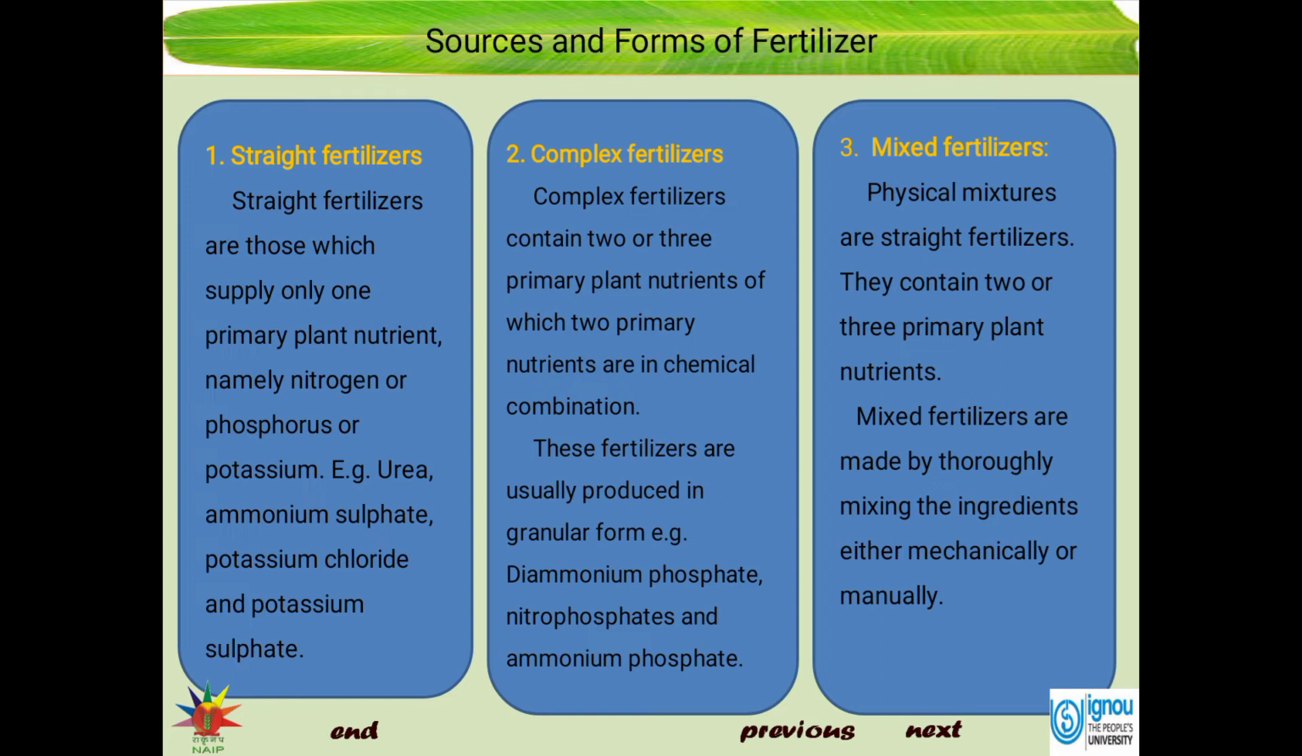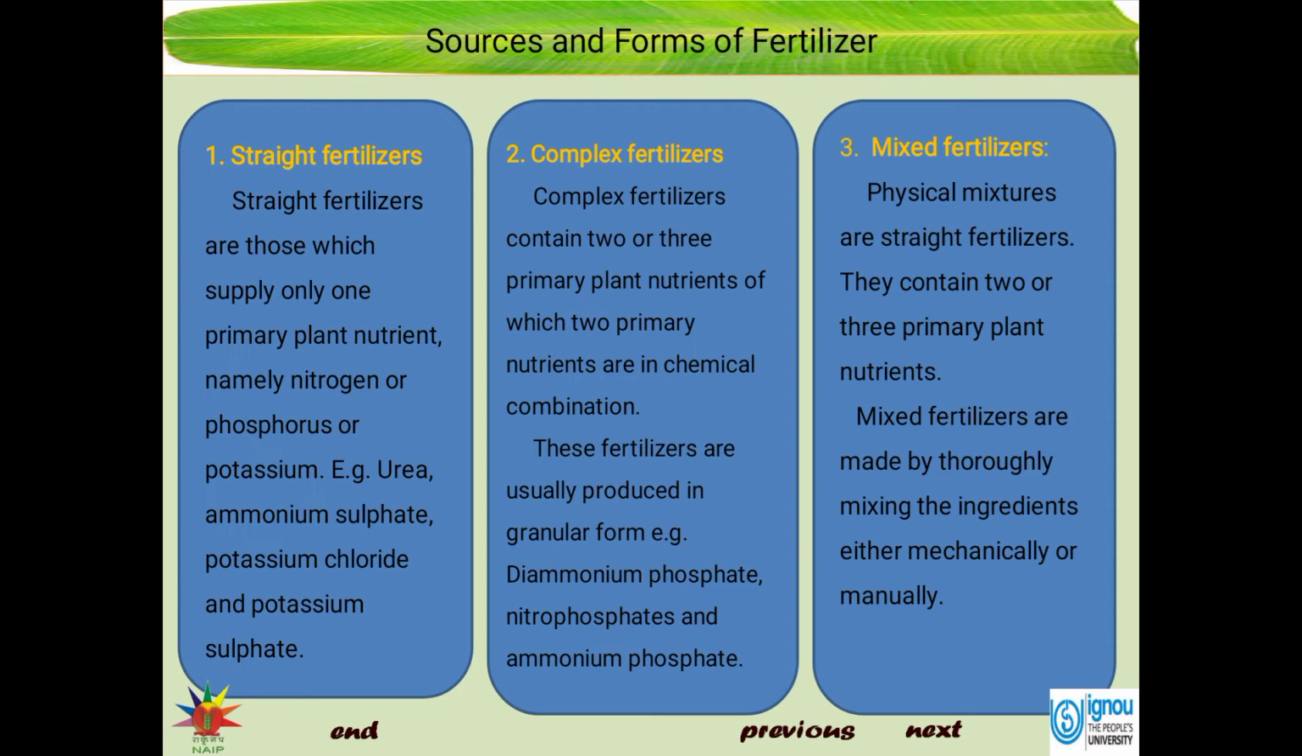Second important type is complex fertilizer. Complex fertilizer contains two or three primary plant nutrients, of which two primary nutrients are in chemical combination. Complex fertilizer means a combination of two or more essential nutrients combined with each other, providing two or three essential nutrients to the plant. These fertilizers are usually produced in granular form. For example, diammonium phosphate (DAP), nitrophosphate, and ammonium phosphate.